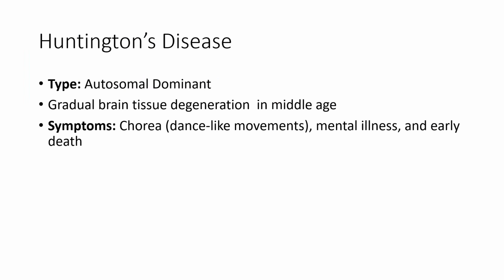The next disorder is Huntington's disease. It is an autosomal dominant one. What happens is that the brain tissue will just degenerate over time, and it starts around middle age. You have something called chorea, which is dance-like movements, mental illness, and early death. When we're in class, I'll show you a video of somebody with Huntington's disease.